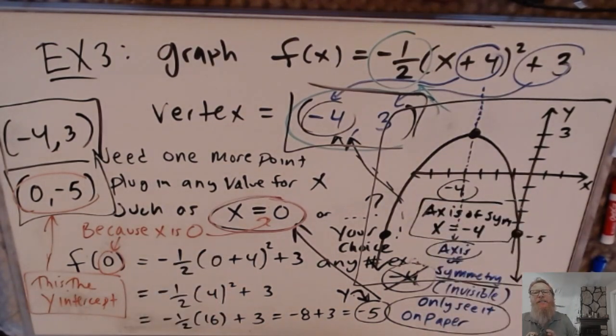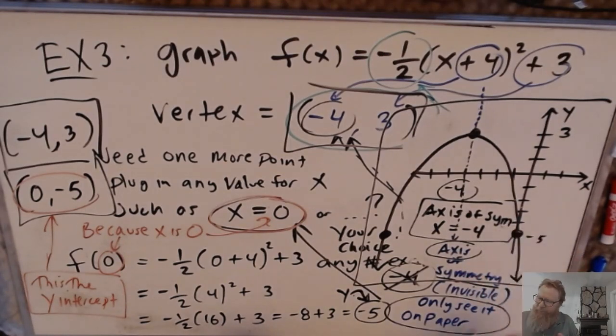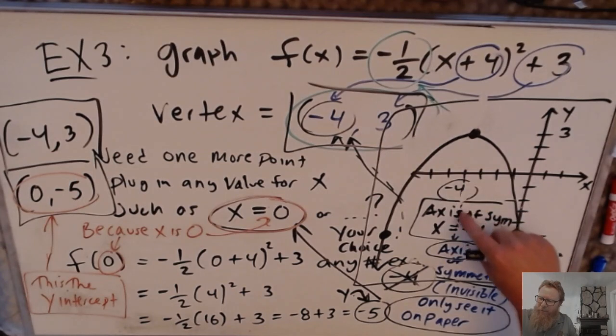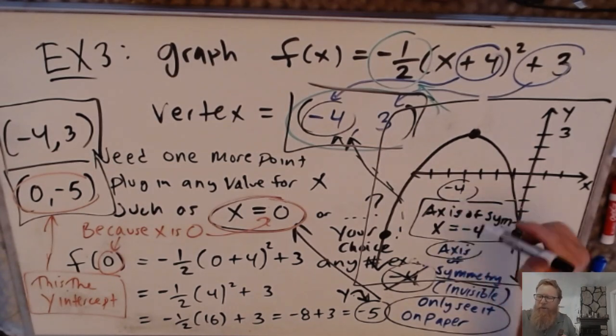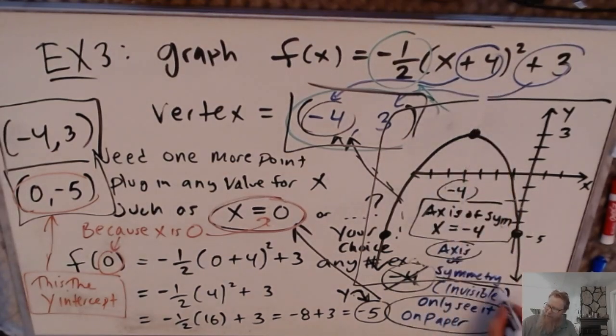We call that the axis of symmetry. It's this line that goes right down the middle. It's not actually there. So this is what it will look like on the computer. You won't even see that. It's an invisible line that cuts down the middle.